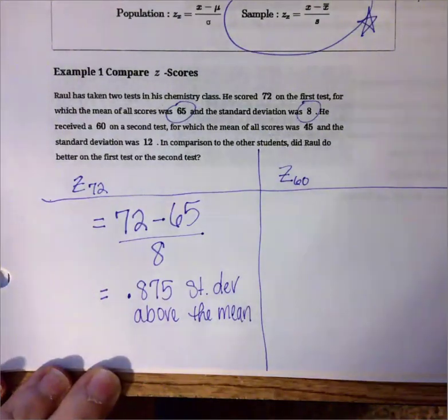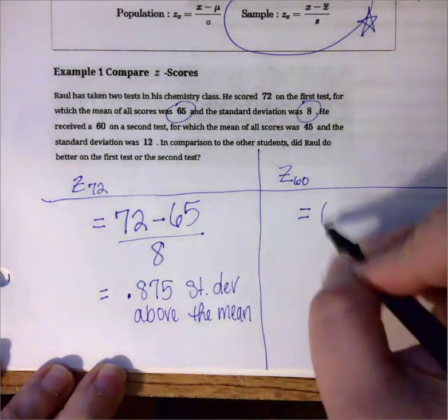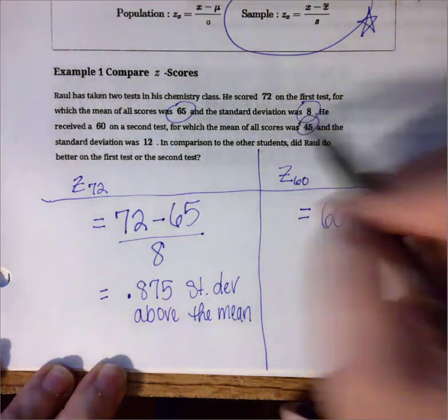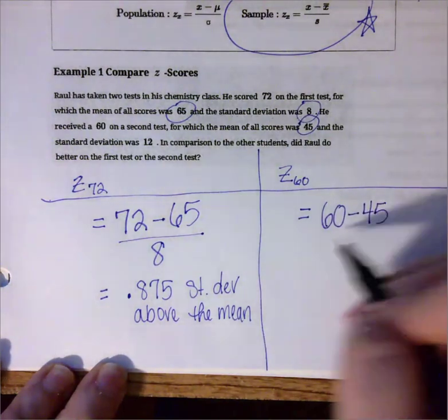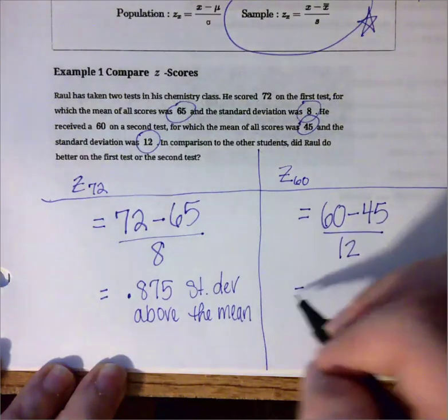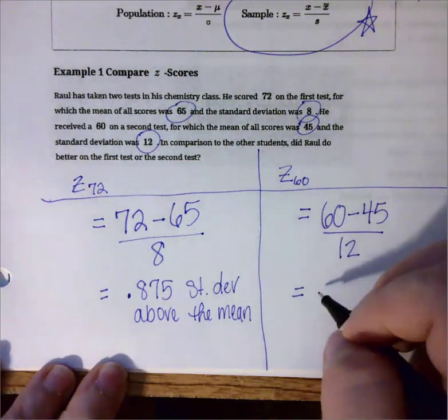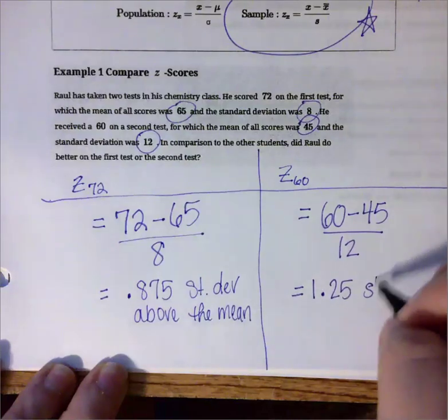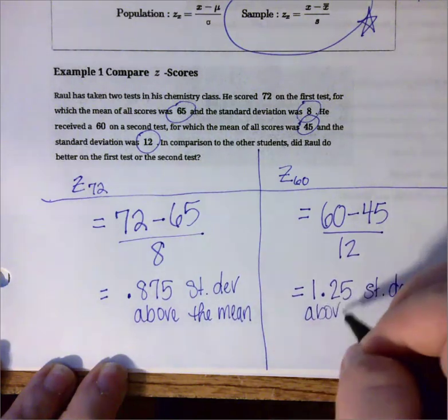Z-scores can be whole numbers or decimals. For 60, then, we're going to do the same thing. 60 is the value. We're going to subtract the mean, which in this case is 45, and divide by the standard deviation, in this case 12. So we get 60 minus 45 divided by 12, or 1.25 standard deviations above the mean.